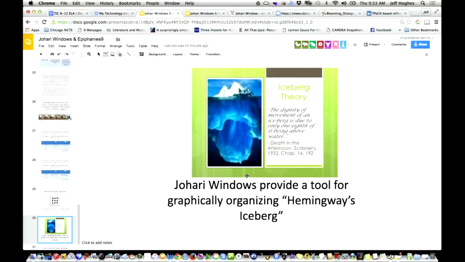For Hemingway, the dignity of movement of an iceberg is due to only 1/8 of it being above the water. Hemingway believes it's the onus or responsibility of the author to do the full 8/8, to know everything about the character that's not being revealed through the story. Because if he or she doesn't do that, they'll have hollow characters when they write. So there has to be information that is missing or left out. But the author is fully aware of it.